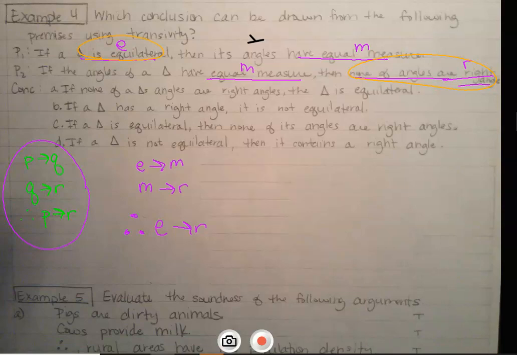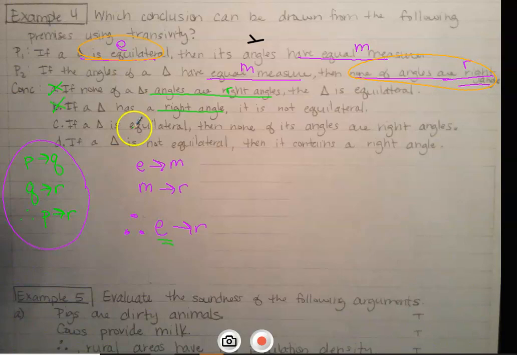So A says if none of the angles are right angles, that's an R statement. So we already know A is out because we need an E statement first. Okay, B, if a triangle has a right angle, again, we've got this R, but it's not what we want. That's a right angle statement.